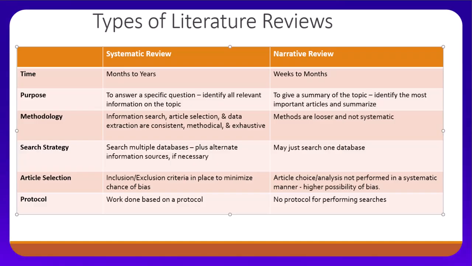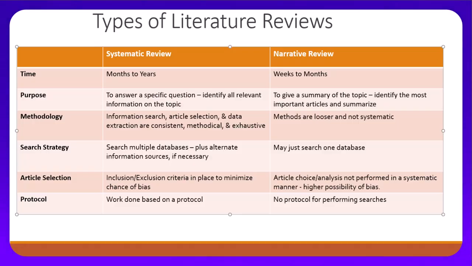The search strategy is very different as well. For a systematic review, you must search across multiple databases, and that's because there's no one database that has all of the relevant information, so you have to look at multiple information sources. In addition, you may have to look at information sources beyond traditional article databases to try to get all of the relevant information. Whereas for a narrative review, very often the search can be done just in one database.